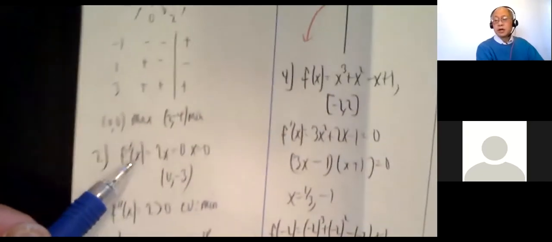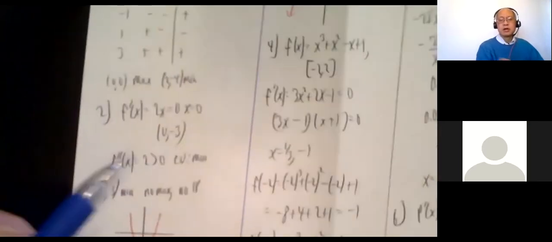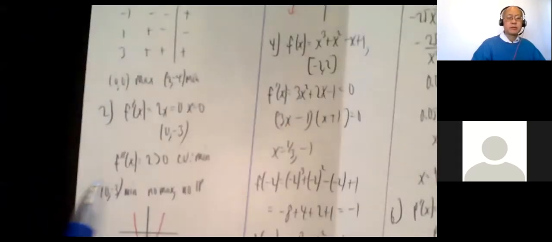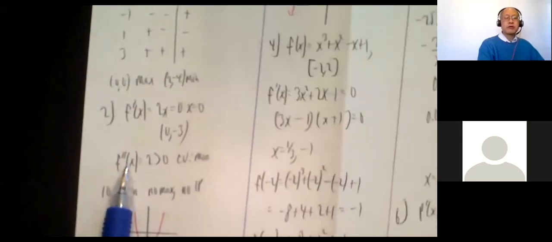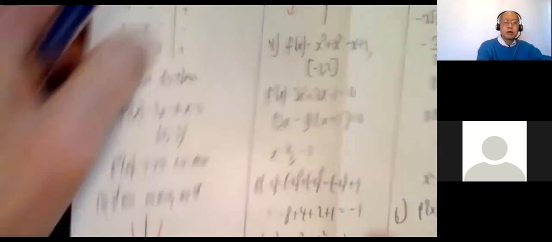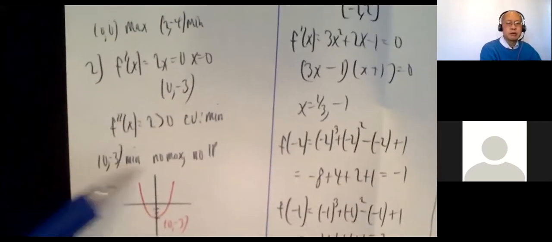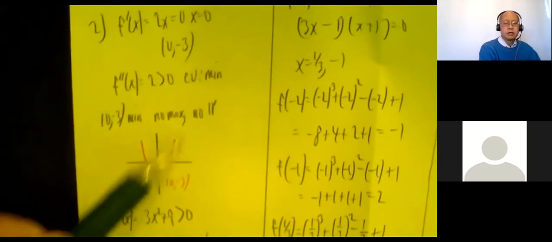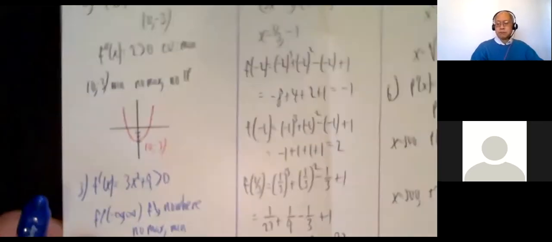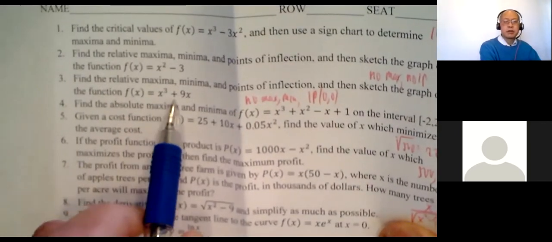Okay, number 2, f prime of x is 2x, set that equal to 0, x equals 0. 0 comma negative 3, plug it back into the original. F double prime is 2, that's greater than 0, which means the graph is always concave up, which also means you have a minimum. So 0 comma negative 3 is a minimum. There's no maximum, no inflection point. There's the graph, parabolic.